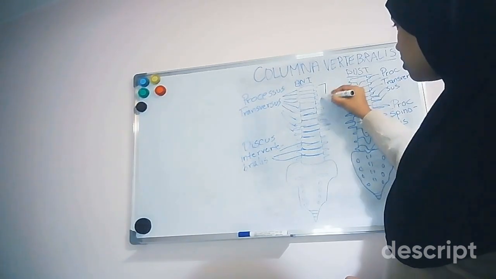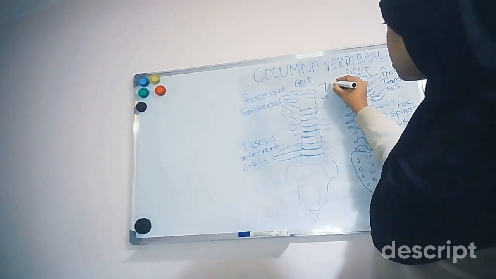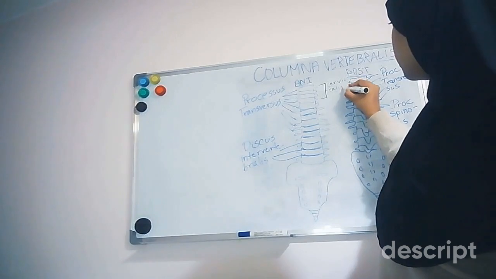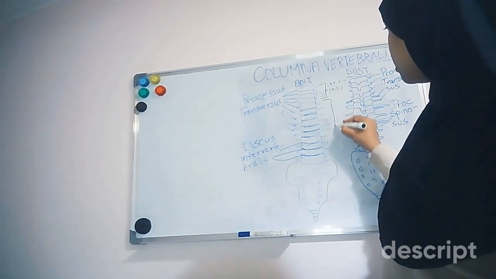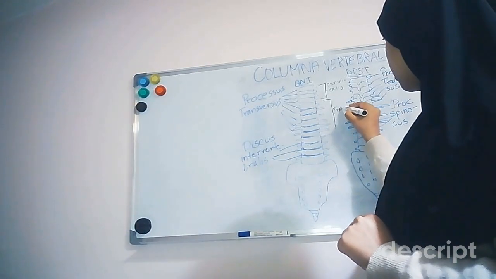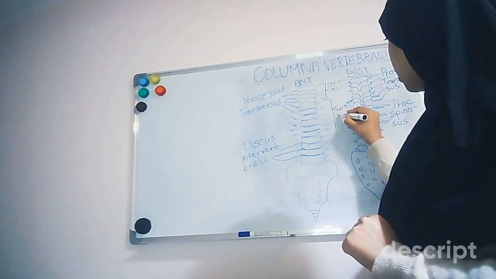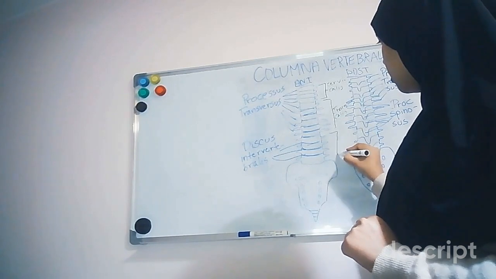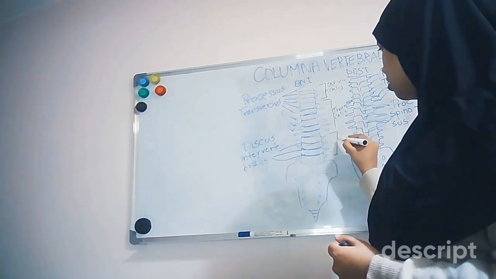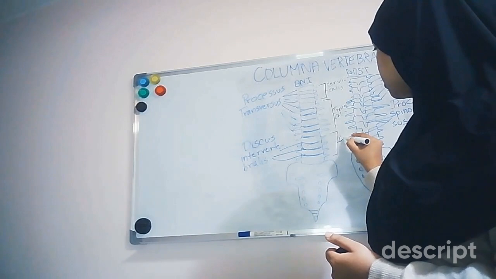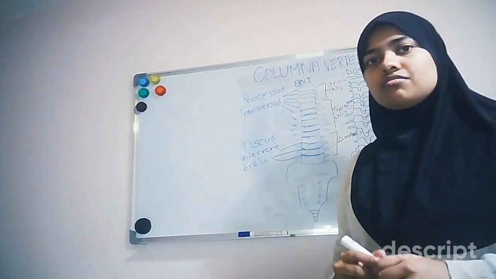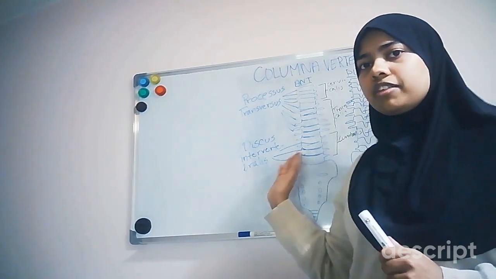So imagine this would be our cervicalis. Cervicalis, and all these with the longest of these processus, they would be the thoracalis. And then the widest of the bones with smaller processus, they are the lumbalis. Yes, so that was the Columna Vertebralis.